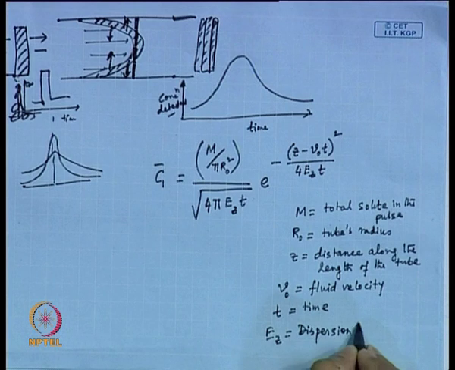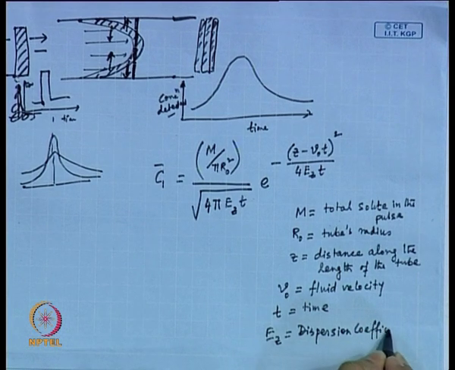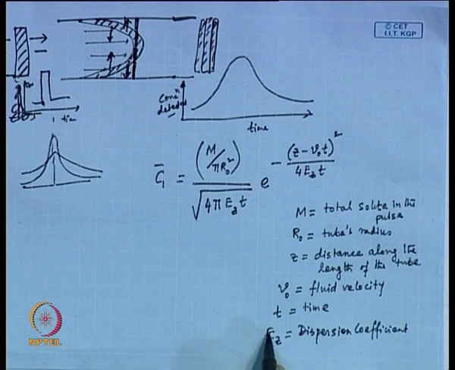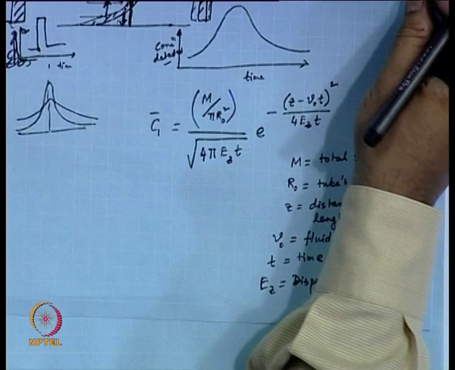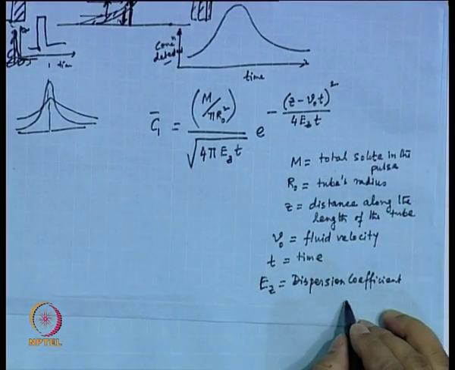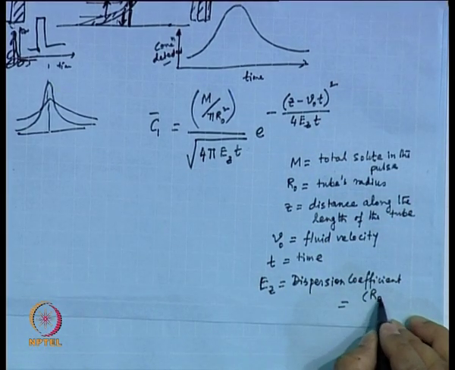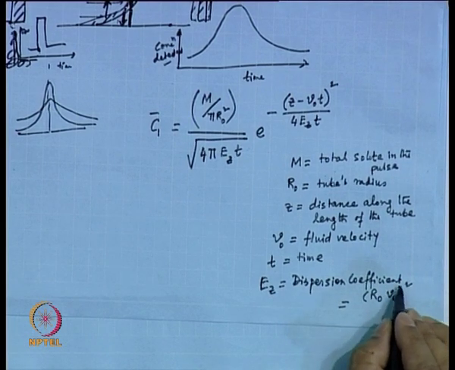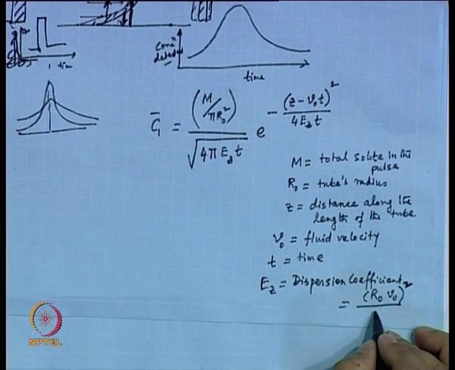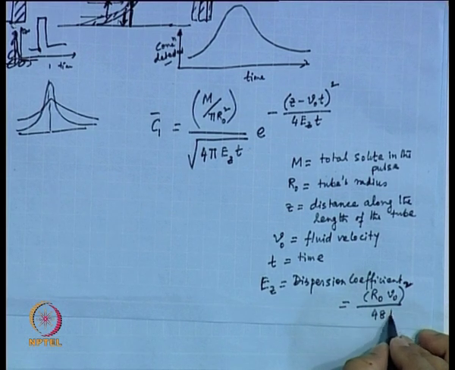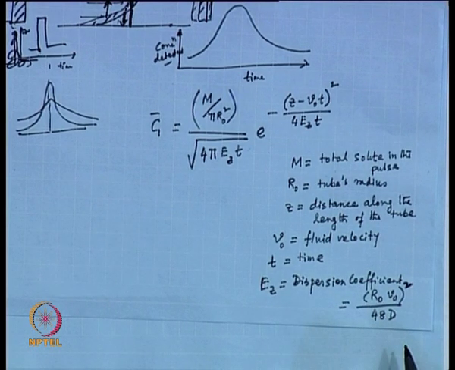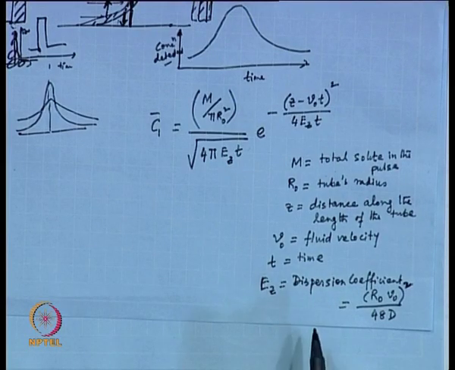So, this is the same thing that we have referred to as D star earlier, and this is the dispersion coefficient. This dispersion coefficient is equal to (R0 V0) whole square divided by 48 D. This is also referred to at times as the Peclet number for this dispersion.